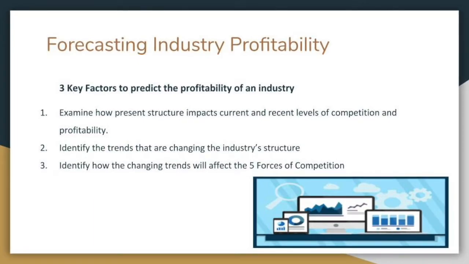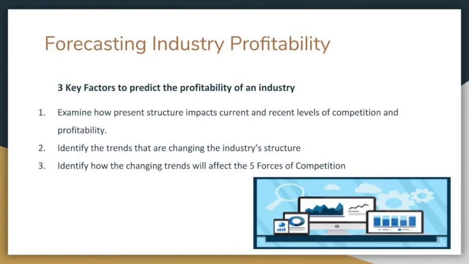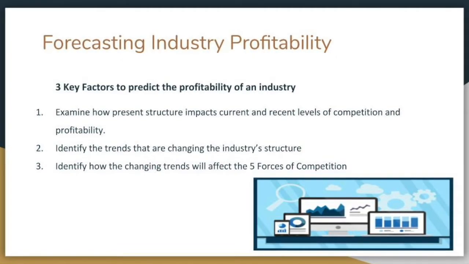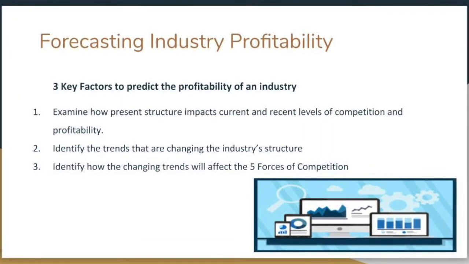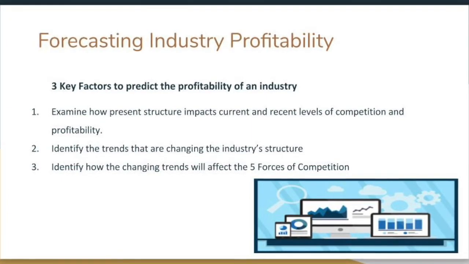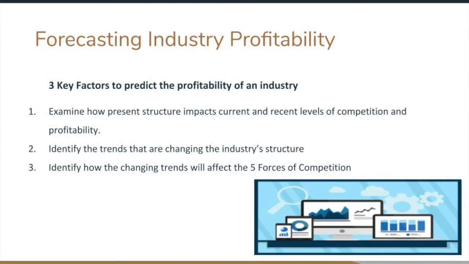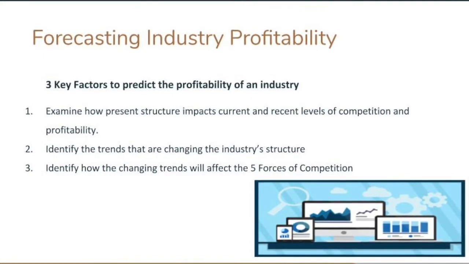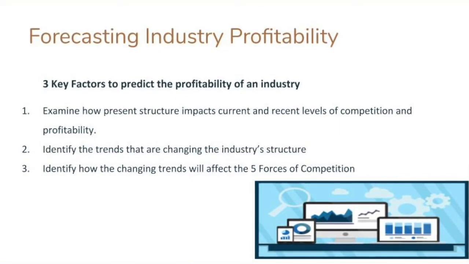Forecasting industry profitability. We can use industry analysis to understand why profitability has been low in some industries and high in others. But current profitability is a poor indicator of future profitability. Changes in industry structure typically result from fundamental shifts in customer buying behavior, technology, and firm strategies. So to predict the future profitability of an industry, our analysis proceeds in 3 stages. First, you examine how the industry's current and recent levels of competition and profitability are the consequence of its present structure. Then you identify the trends that are changing the industry structure.